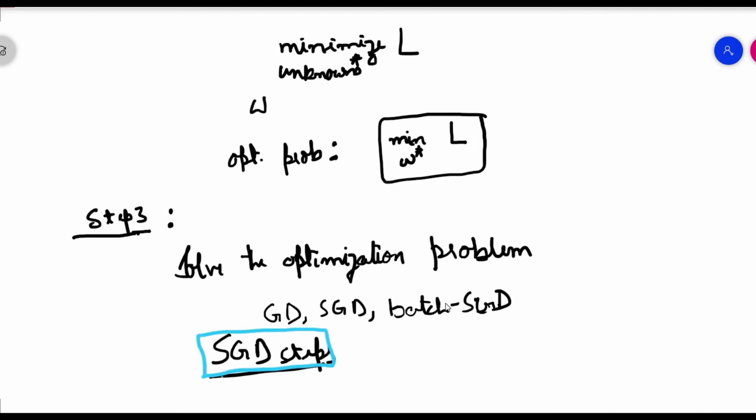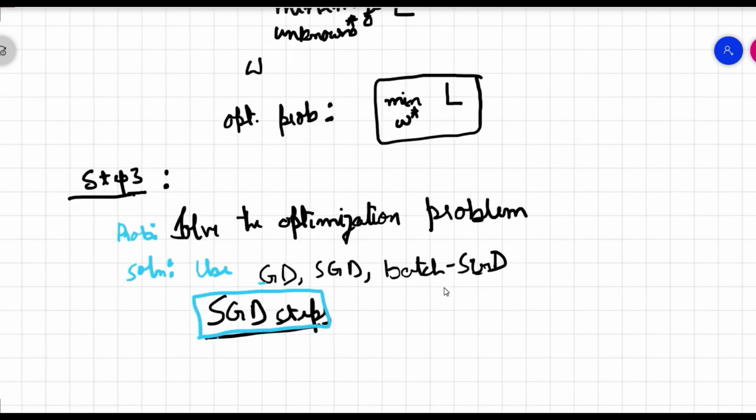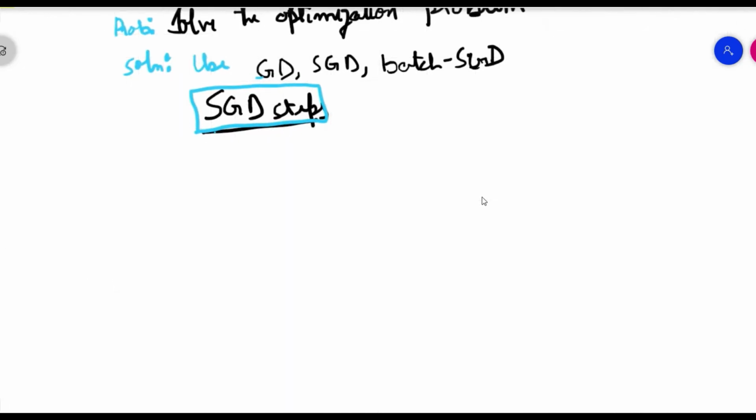Okay, so what is stochastic gradient descent? You need to solve the optimization problem, and the solution is to use gradient descent, stochastic gradient descent, or batch stochastic gradient descent. So let's now try to understand how stochastic gradient descent works. The first step is to initialize the unknowns randomly.